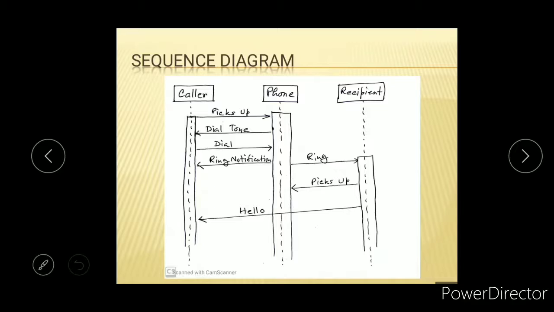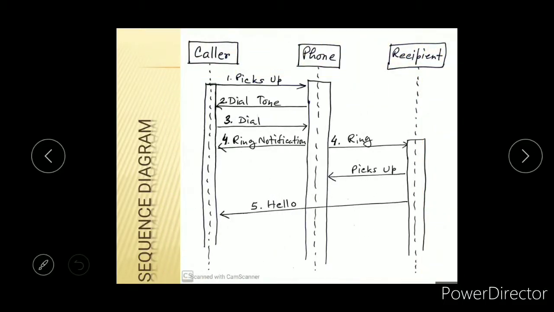Next, this sequence diagram you have already seen as the first example. Here caller, phone, and the recipient. I hope you can remember. Here in this picture I have shown the activation points by the rectangles. Like the previous example, it is numbered 1 2 3 4 5 6 7. I'm sorry, this should be 5 and this should be 6.